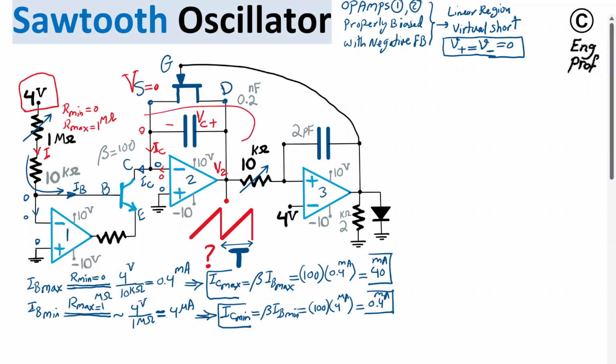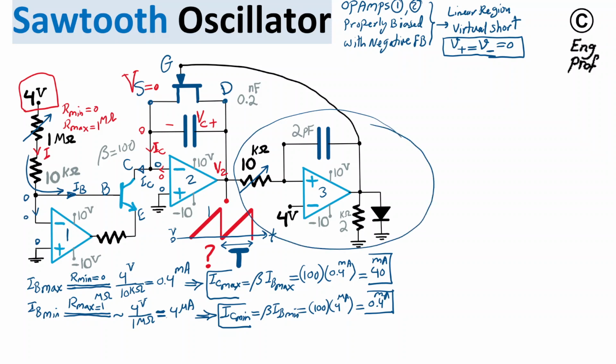When the cap is charging up, we are seeing that the waveform is rising. So if I show the time, at time 0 we are at 0 volt for V2, and as time is progressing, V2 is increasing. To what level? To what peak value? That is defined by this portion of the circuit, as I'm going to explain.